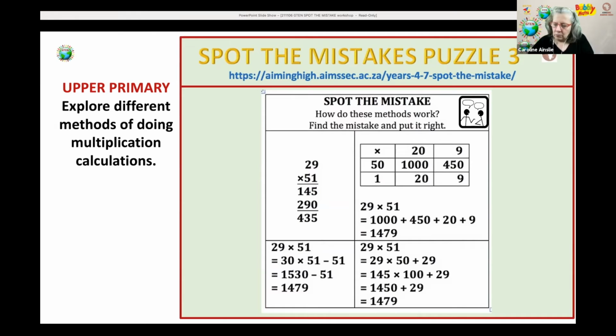Also, the one on the left bottom, where you have the 29 times 51, and then you round off. Instead of taking 29, you take 30, but then you must remember to take one of the 51s away again. So I like that method, and you get the same answer.